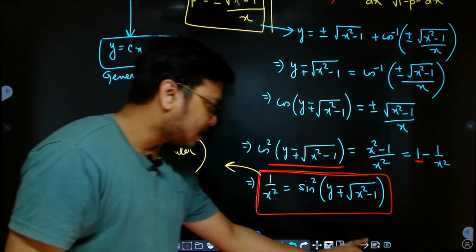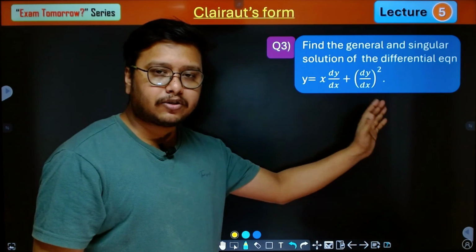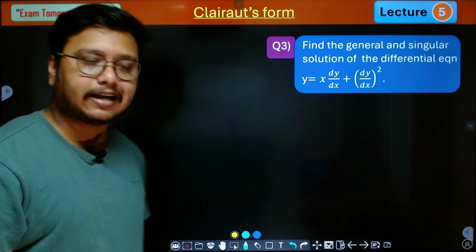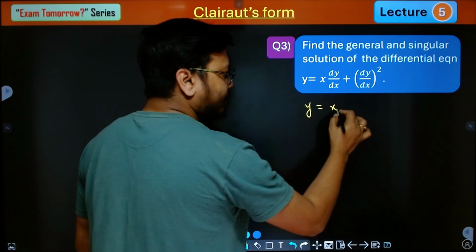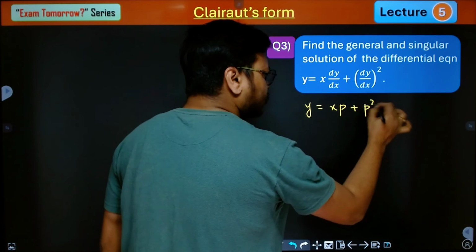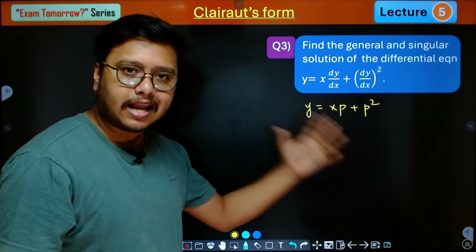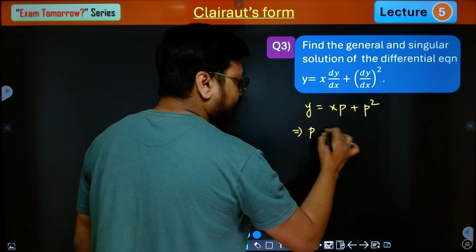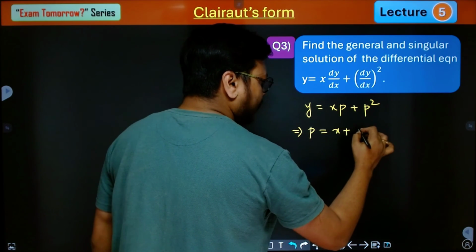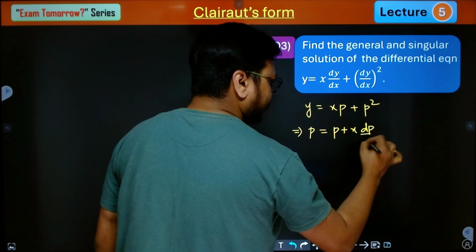Let's do one last question. So this is the given differential equation. First of all, we need to bring this in the Clairaut's format. So we have y equals x, dy/dx can be written as p. So this is already in the Clairaut's form, right? So we'll directly start differentiating both sides with respect to x. So that will be p equals x plus p plus x dp/dx.